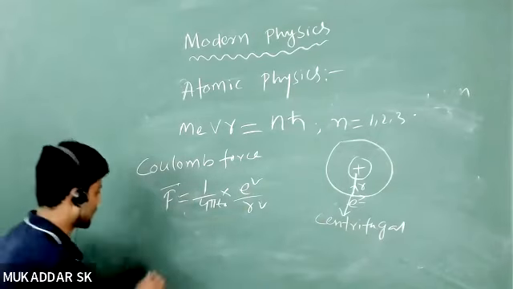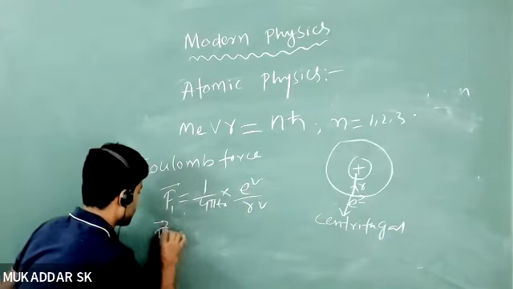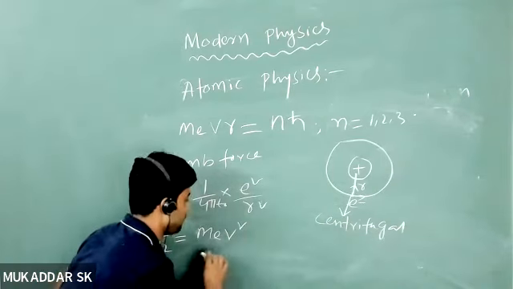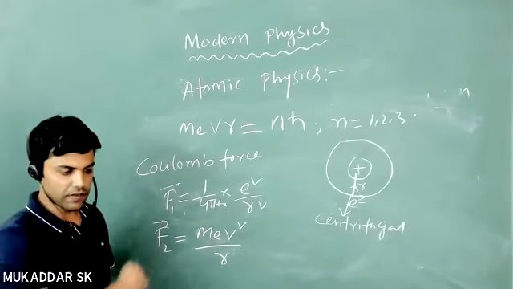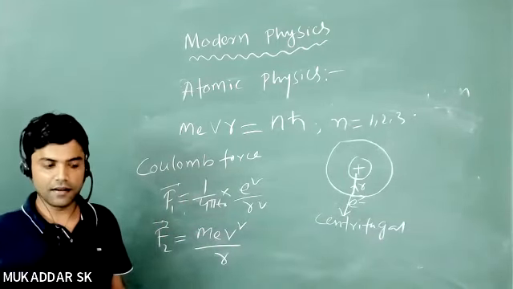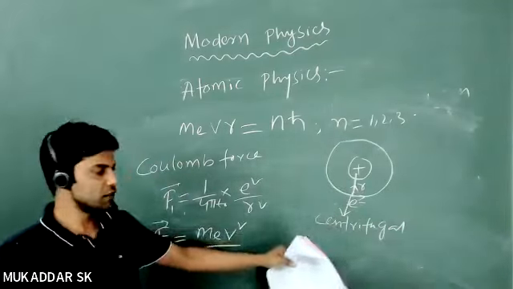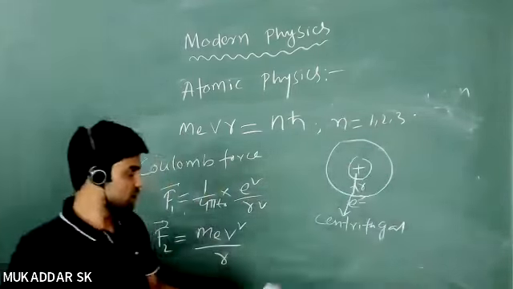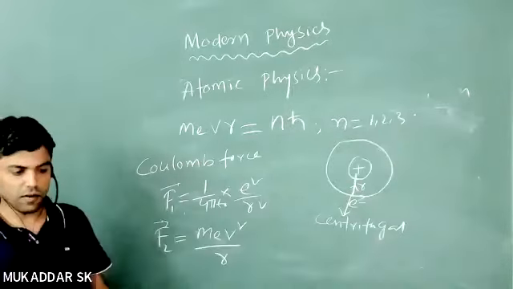How much will be that force? Suppose this one is F1, this one is F2. This should be m_e, the mass of the electron, into v square, if its speed is v, divided by r, right? Centrifugal force is m_e v square by r, is it not? Did everyone get what I am saying? Is there any doubt? So this is your centrifugal force acting outwards, and you have the Coulomb force acting towards the nucleus. Since this orbit is stable, these two forces should be balanced, is it not?